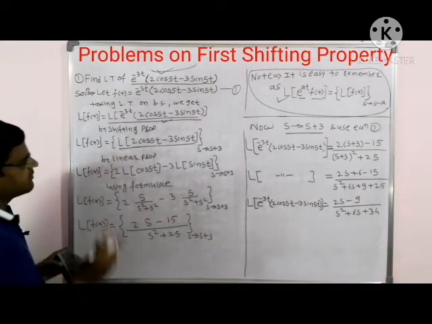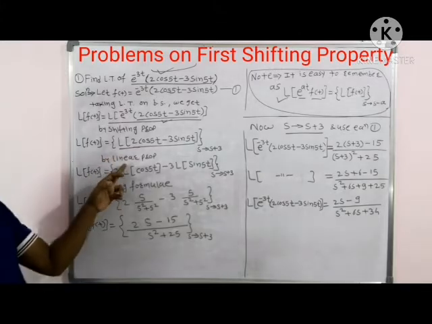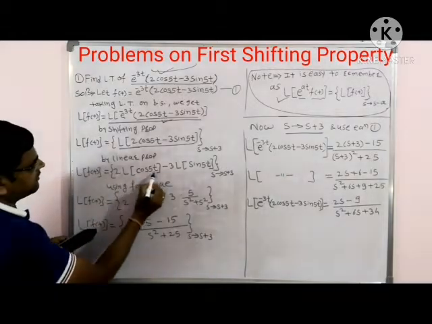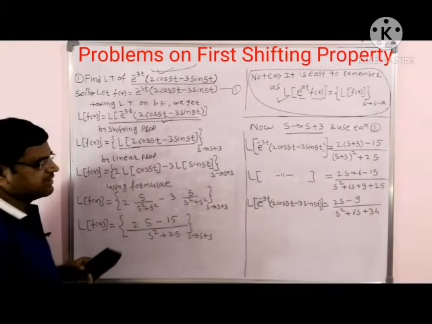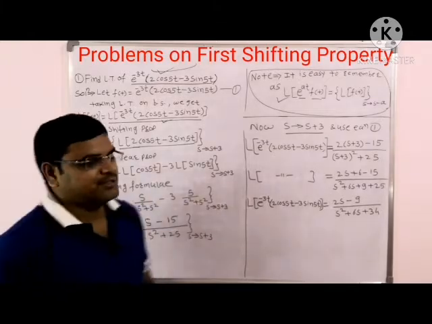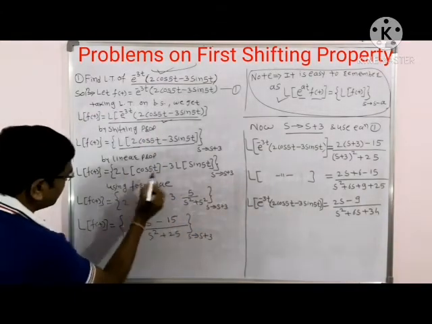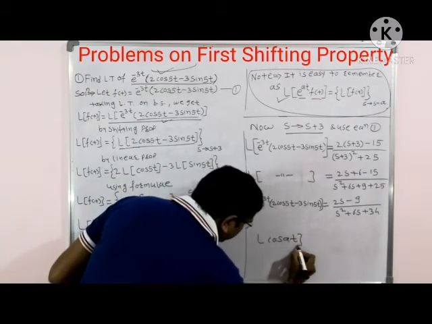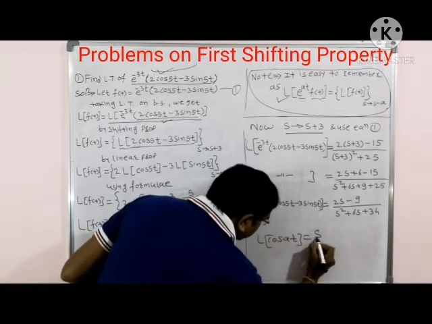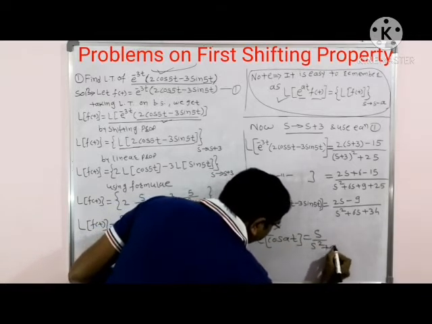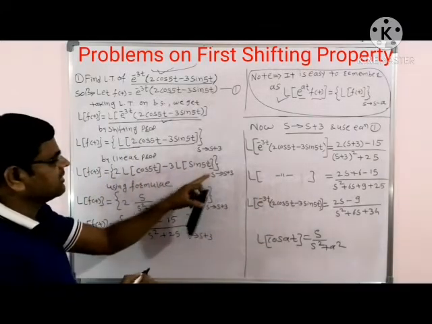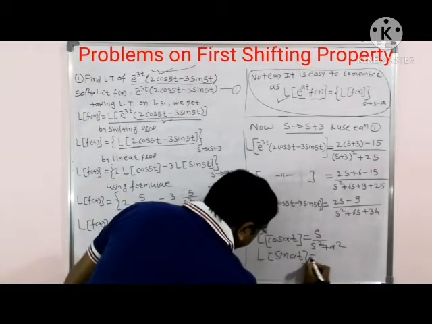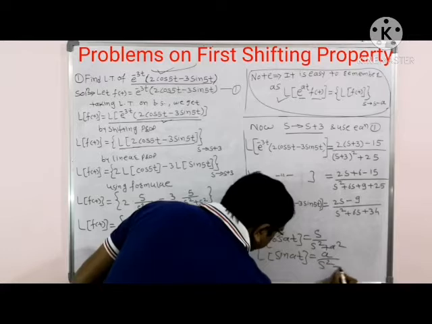Now we will simplify this term by using the linear property. Therefore it can be written as 2 L{cos 5t} − 3 L{sin 5t}, with s replaced by s + 3. Now what is L{cos at}? We know the formula: L{cos at} = s/(s² + a²). And what is the formula of L{sin at}? L{sin at} = a/(s² + a²).